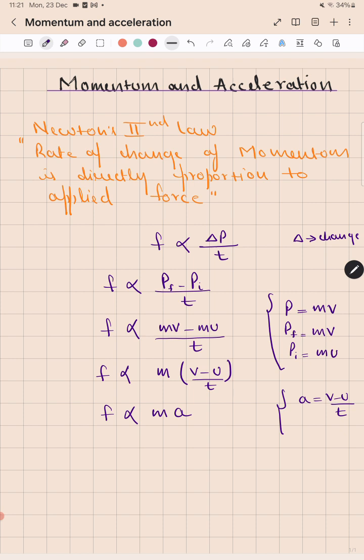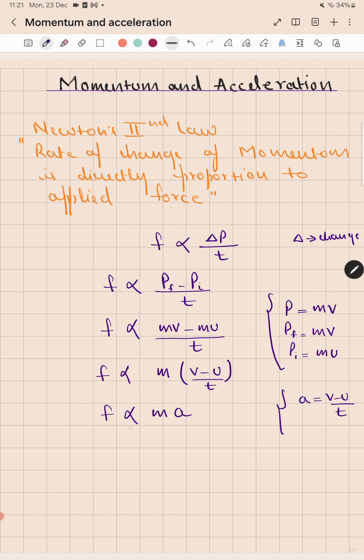In this whole explanation, we are doing two things. One is we are understanding the relation between momentum and acceleration. Another is we are deriving the formula F is equal to ma, force equals mass times acceleration. Now we are at the end of the derivation.